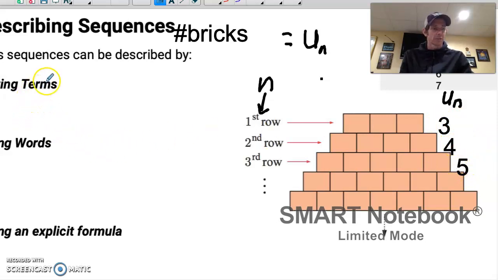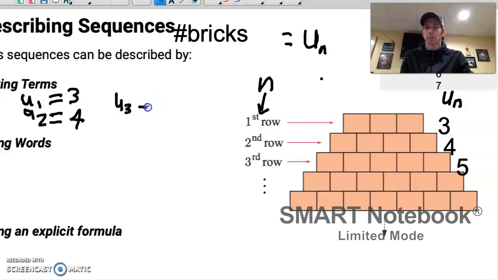So if we are to list our actual terms, U1 would equal 3, and U2 would equal 4.